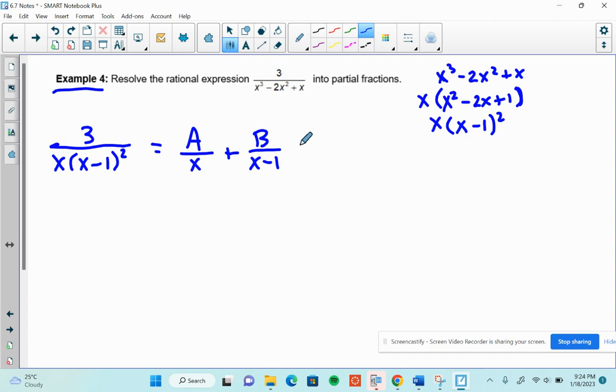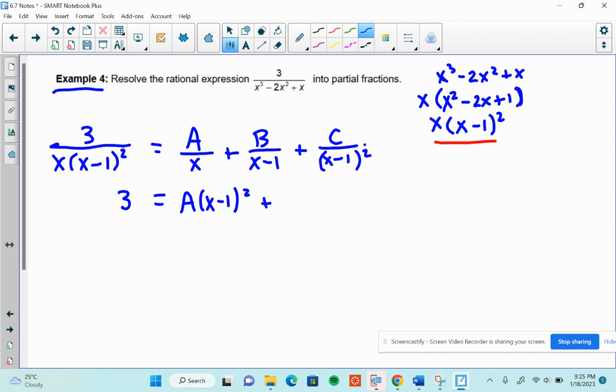We have to have a b over x minus 1, and we have to have a c over x minus 1 squared. Okay, next step, we're going to multiply both sides by this function to clear the denominators. So on the left, we'll have just the 3, and on the right, we'll have a times the x disappears, and I have x minus 1 squared.